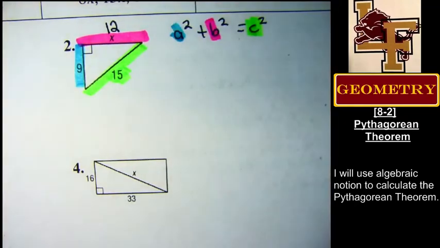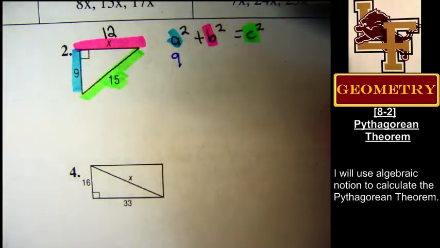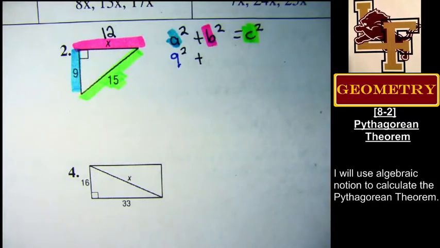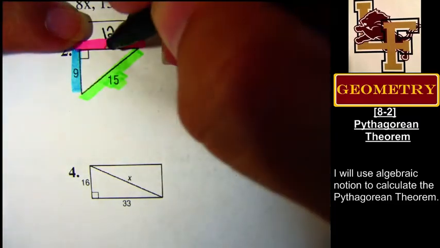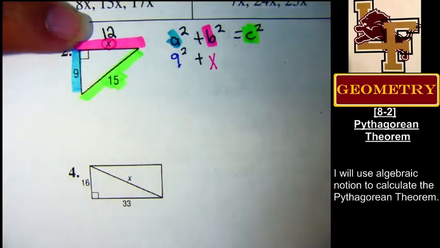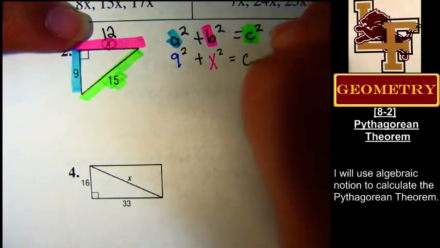All right. Here I go. I'm going to go ahead and substitute in what I know. I selected 9 as A. I don't know what B is yet. My Pythagorean triple says it's going to be 12, but I don't really know, so I'm going to use this variable right here for now. And then I was told that C was 15.